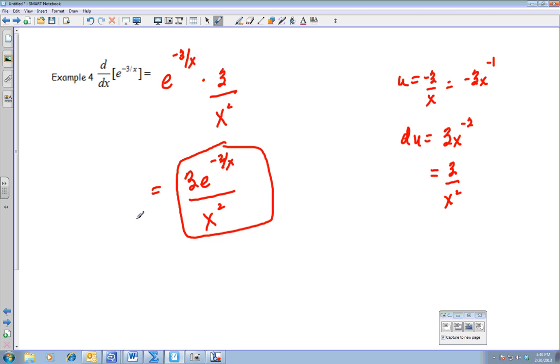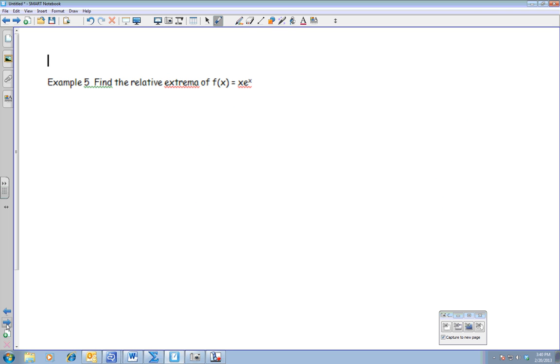Okay, and we only have one more example that we're going to do today. Find the relative extrema of f of x equals x times e to the x. Okay, remember what relative extrema means. It's like maxes or mins. Okay, how do we find maxes or mins? We find maxes or mins by finding the derivative and setting it equal to 0. We would also find out where the derivative is undefined.